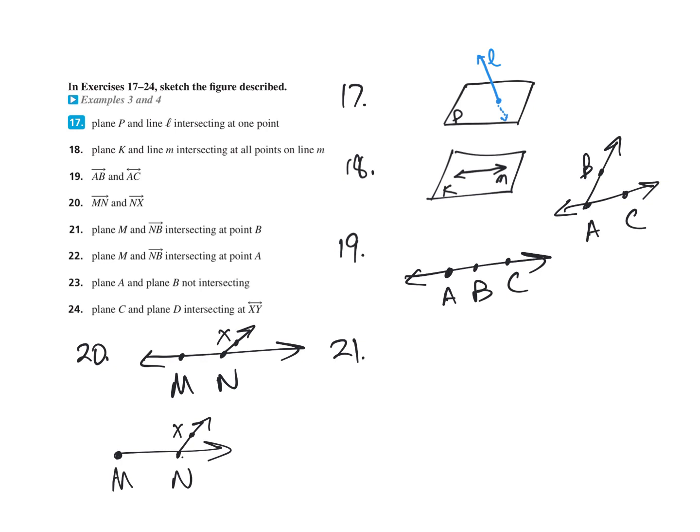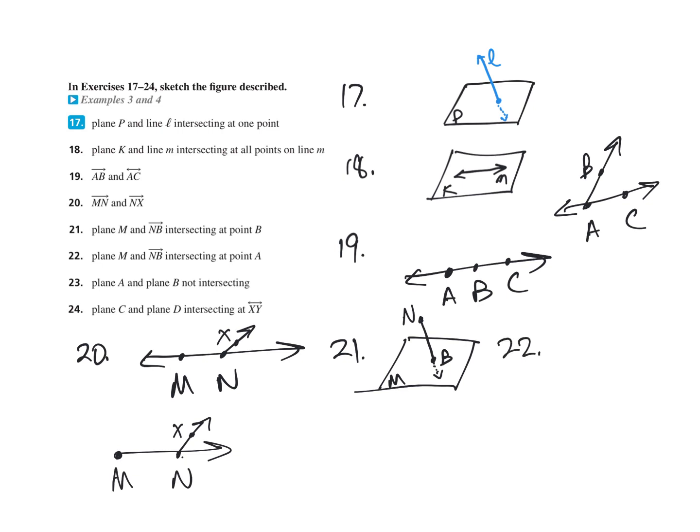All right, so 21, plane M and ray NB intersecting at point B. Okay, so let's draw our plane. So this is plane M. And we have a ray that's intersecting the plane at B. So this will be B. So here we have N is the starting point of the ray, coming down and hitting plane M at B, and going through and continually going through at that point.